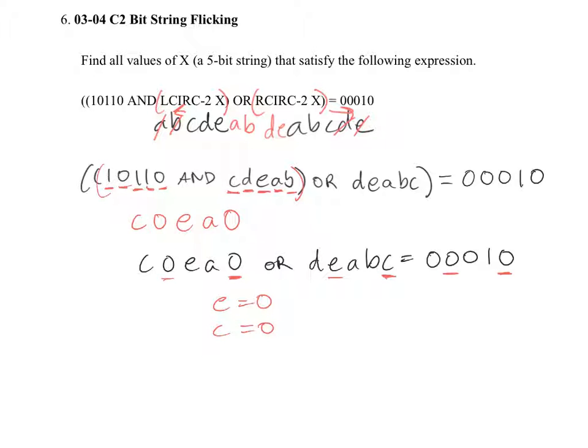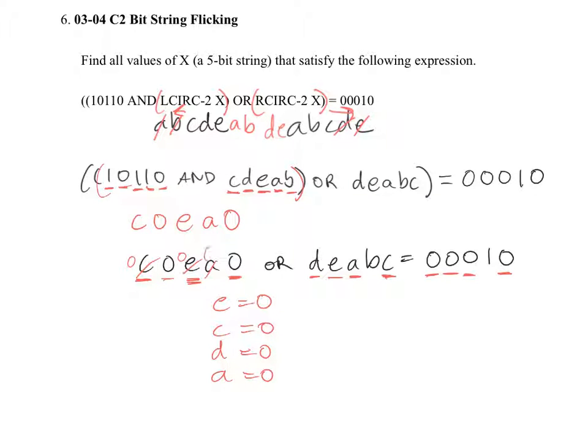Now we can plug that in. So C is 0 and E is 0. So C or D equals 0. D is 0. E or A equals 0. So A has to be 0 as well.